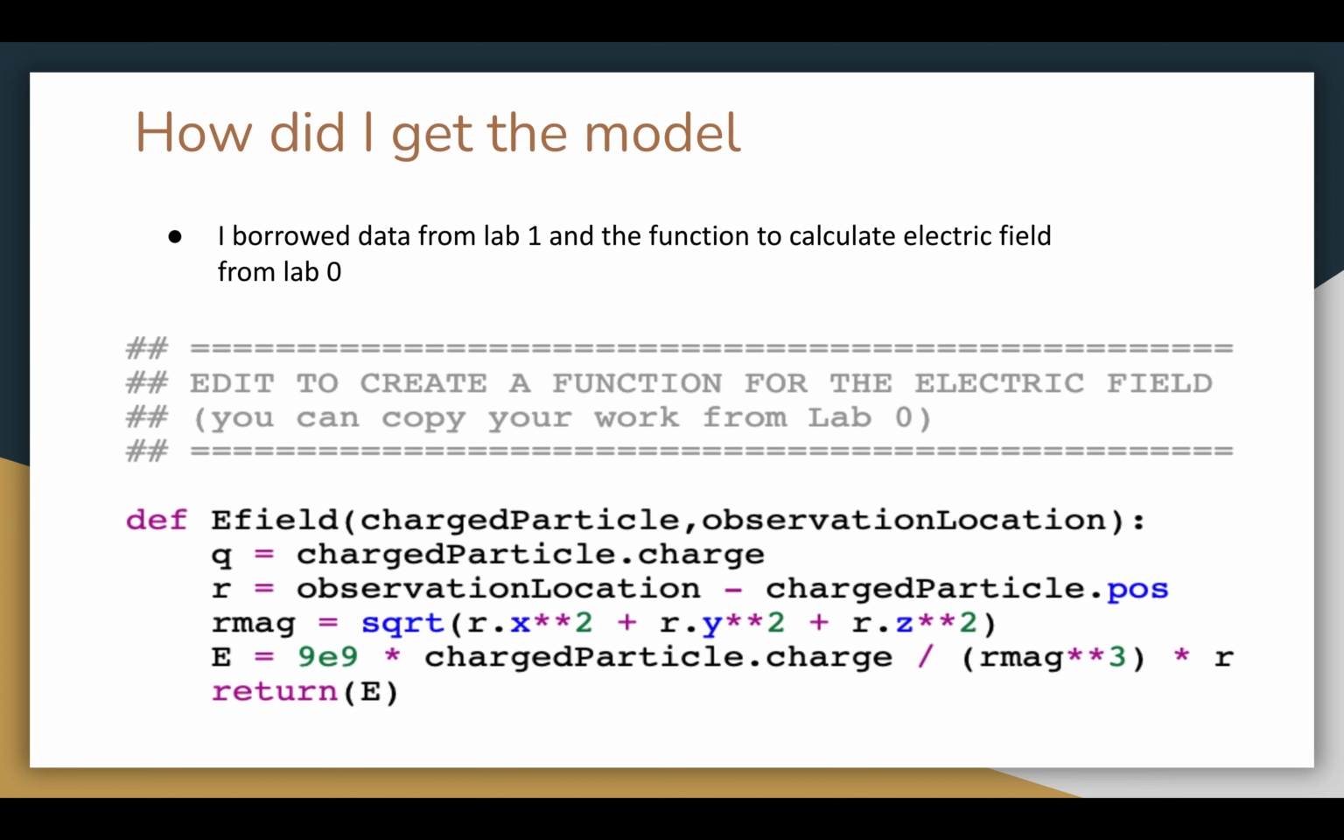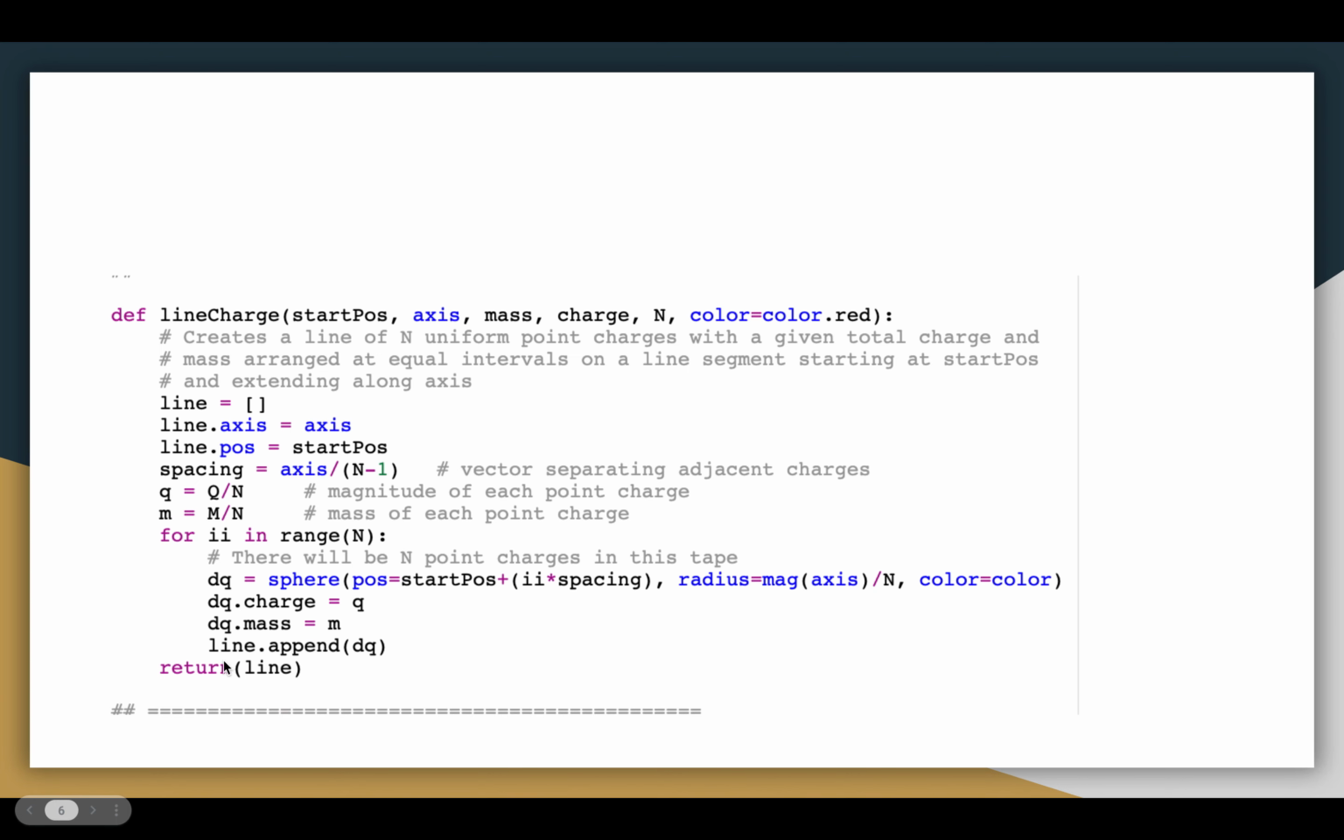I borrowed the data from Lab 1 and the function to calculate electric field from Lab 0. This function takes a charged particle object and the observation location, such that I was able to obtain the magnitude of the electric field from a point charge. This is part of the base code provided to us. This is important because it modeled the tapes as line charge instead of point charge.